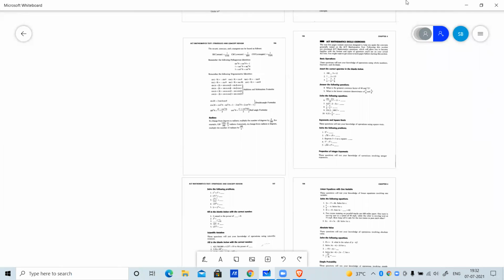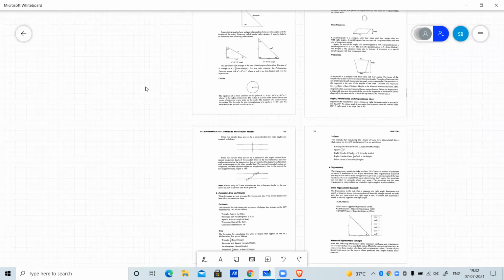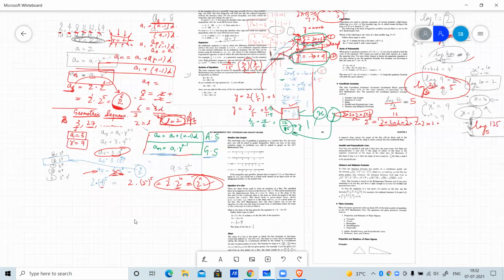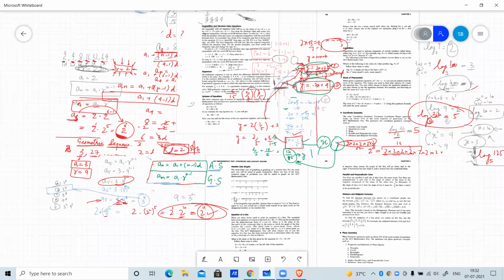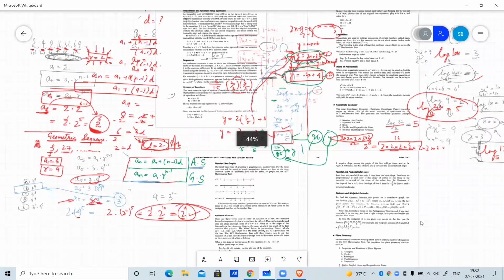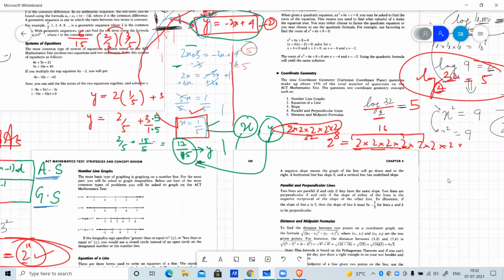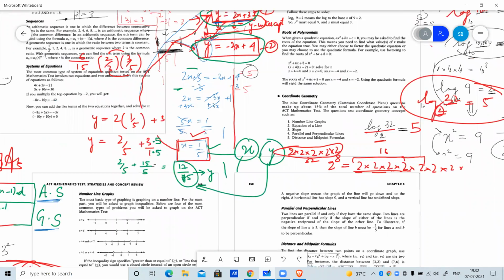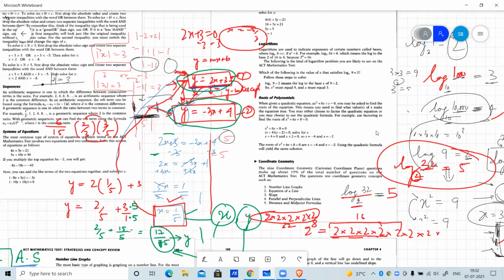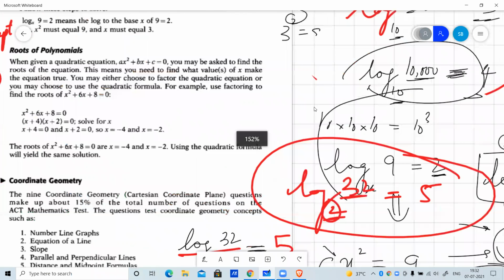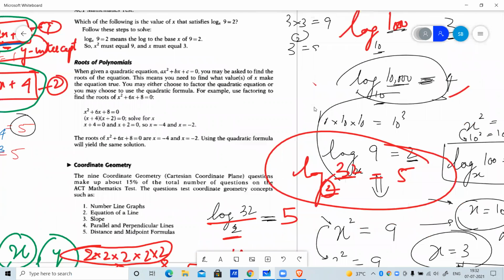So we have reached the log, and 1, 2, 3, 4, 5, 6, 7, 8. Here we have to nearly do 7 more pages to complete the concepts. We have done the log, and after the log we're having roots of a polynomial, which we have already done actually when I told you about the quadratic equation x squared plus 6x plus 8.